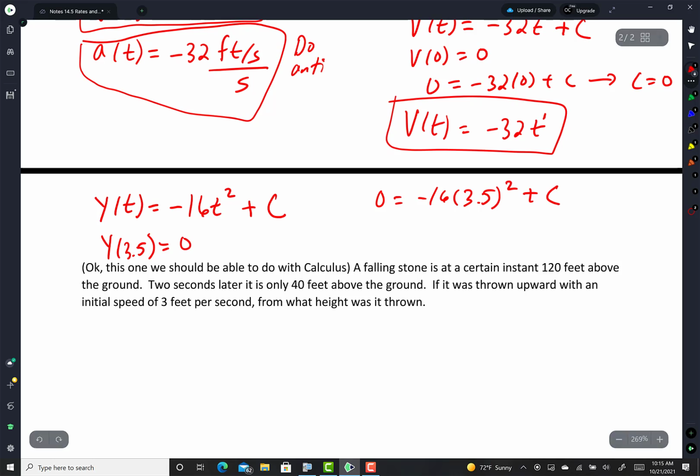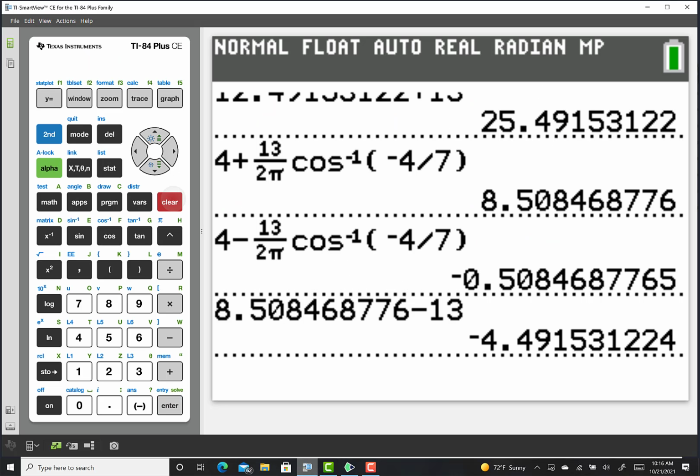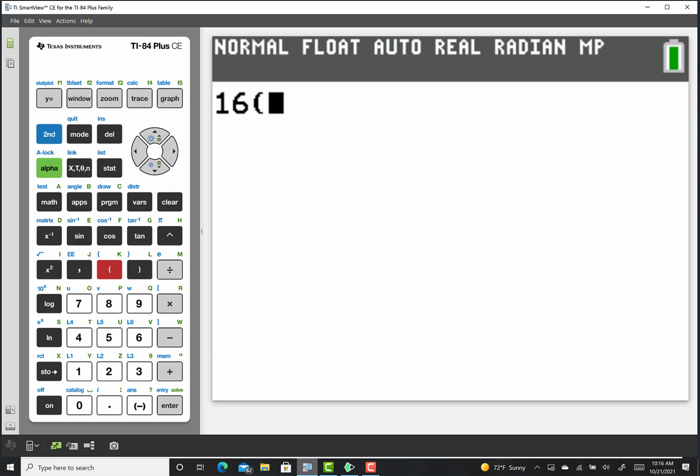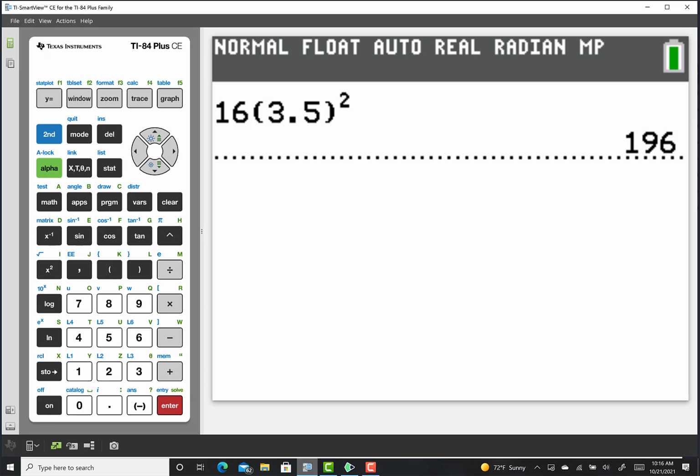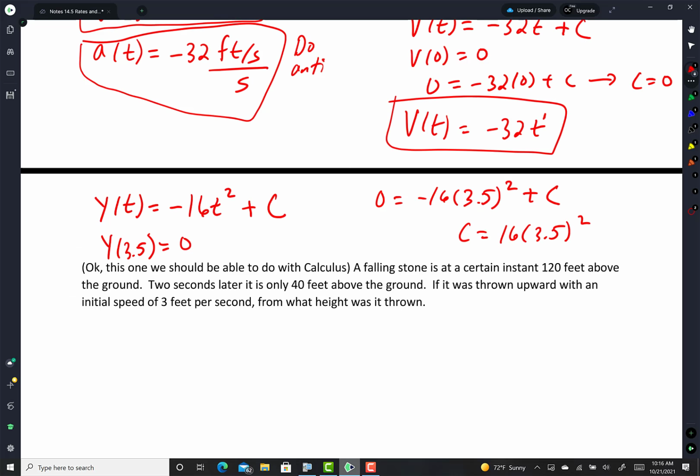So I put in my position equation: 0 equals negative 16 times 3.5 squared plus c. So you can tell that c has to equal 16 times 3.5 squared. So I take my calculator: 16 parenthesis 3.5, close it, squared, enter. It was negative, but when I move it to the other side, it turns positive. So I got 196. That's what c is. So my equation for my position on the y-axis is negative 16t squared plus 196.